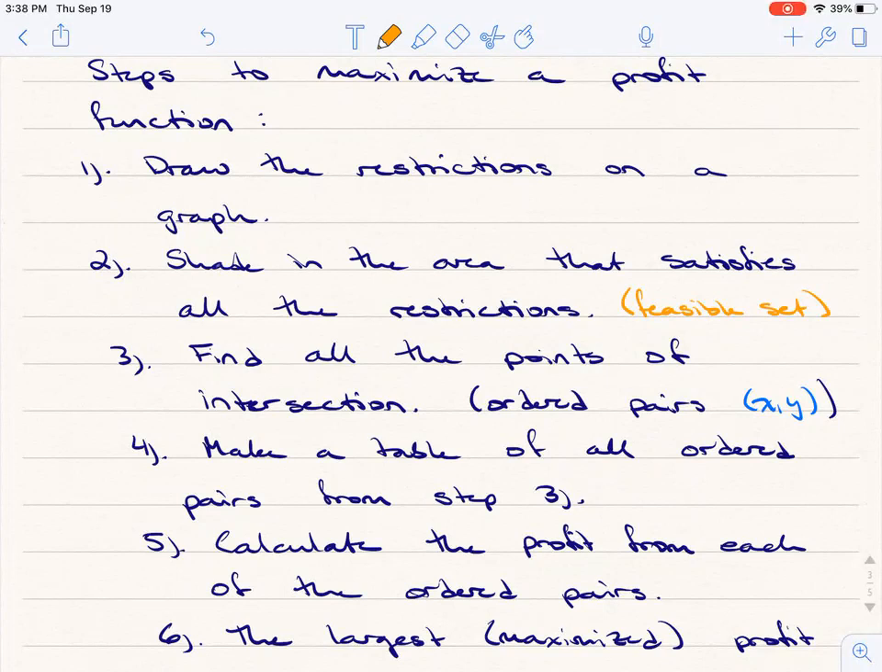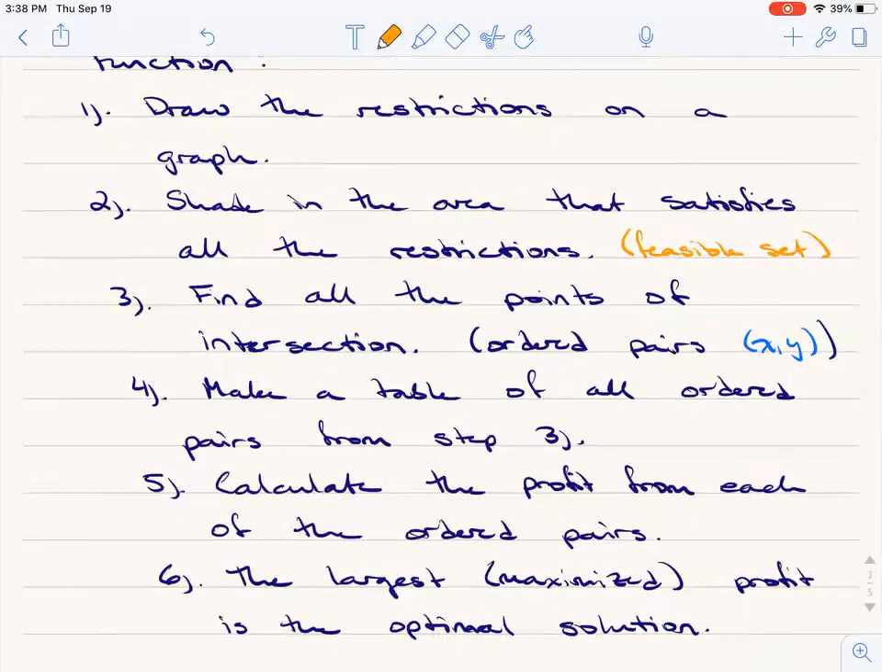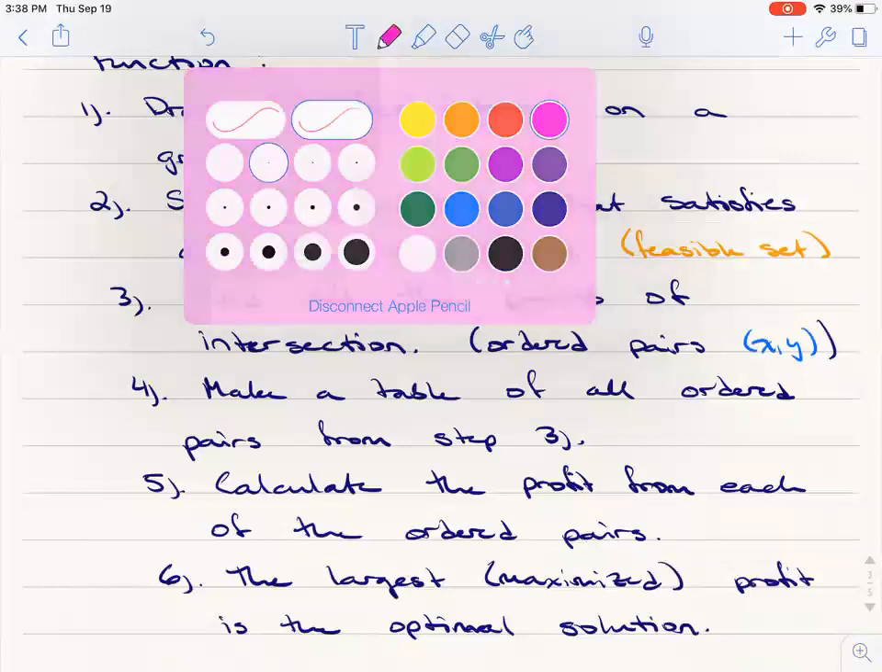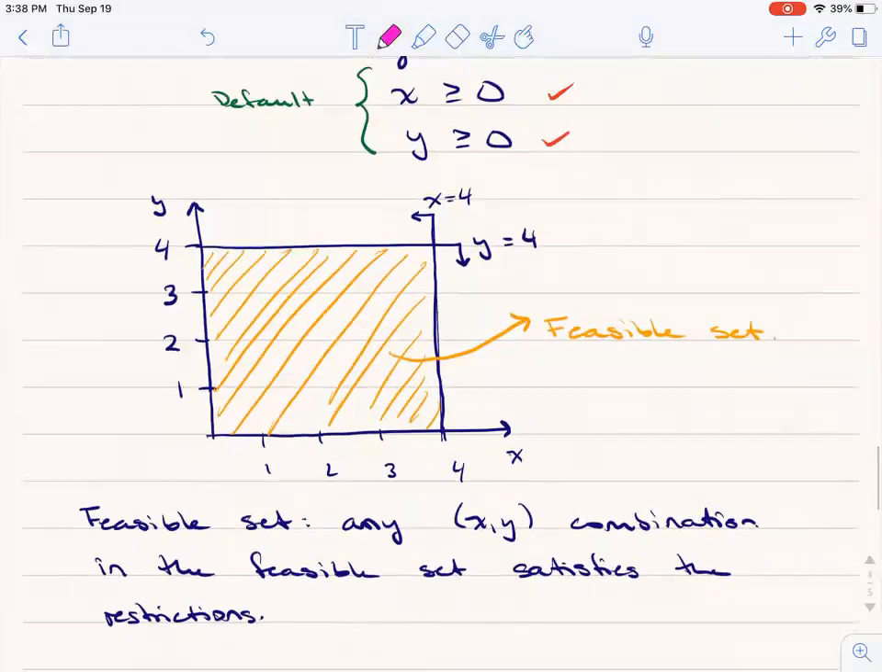So then, we've done that. We've shaded in the area that satisfies all the restrictions. Then you're going to find all the points of intersection. Okay? And what we're going to do is label them. For example, our first one that we'll always have is this one down in the very corner at the origin, 0, 0. So A is the point 0, 0.